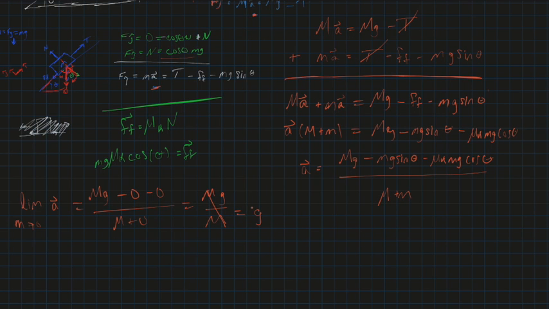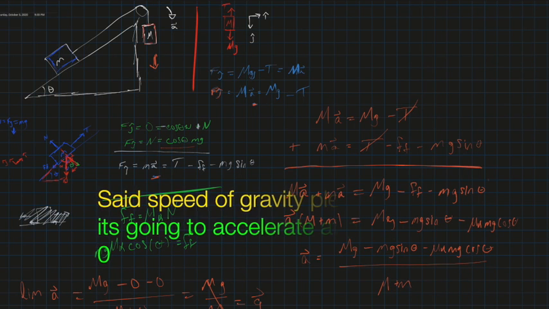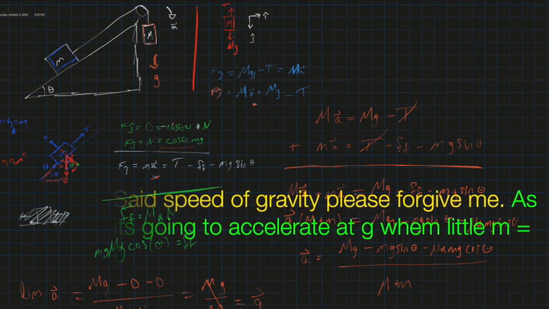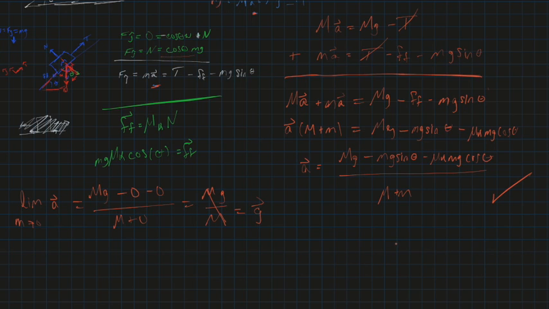Well, let's see if that makes sense. This goes to 0. It's just going to free fall. And it's going to free fall at what? Well, it's going to free fall at the acceleration of gravity. So it does work, and this equation is correct. You can give us a little check mark, a little happy dance.